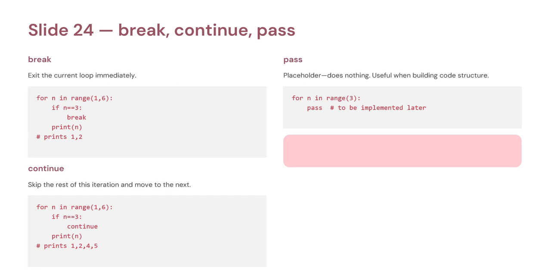Second iteration, n is equal to 2. Condition: is n equal to 3? No. Then it will print 2. Third iteration, n is equal to 3. Condition becomes true. Python executes break. The loop stops immediately. The output is 1, 2. Notice that 3, 4, 5 are never printed.